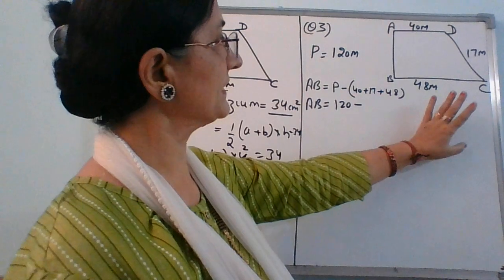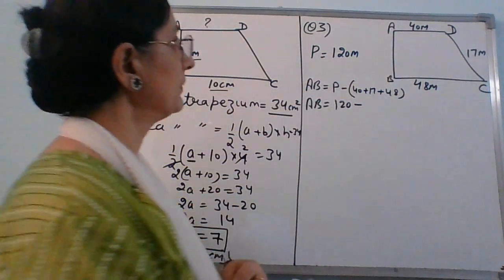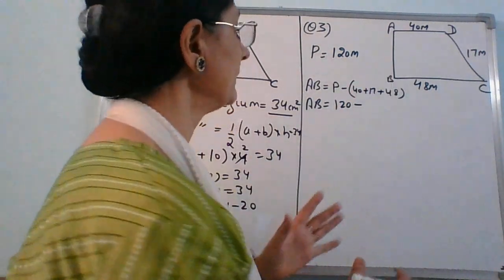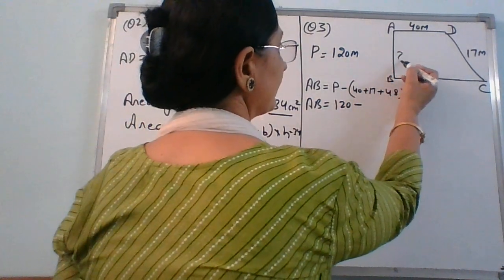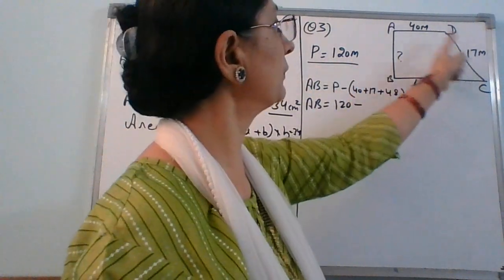It is also a trapezium. Parallel sides are given, but height is not given. So we can find the area with the help of height, using that formula. So what we'll be doing, we'll be finding the height first. How? Perimeter is given. What is perimeter? It is the sum of all four sides.